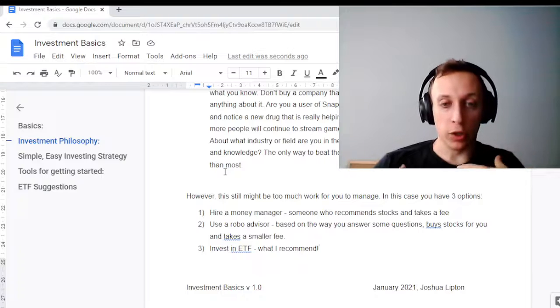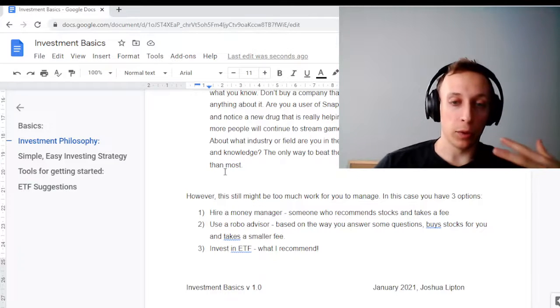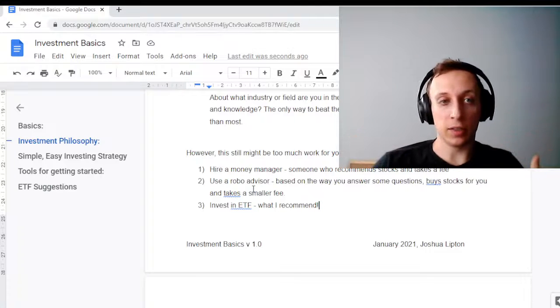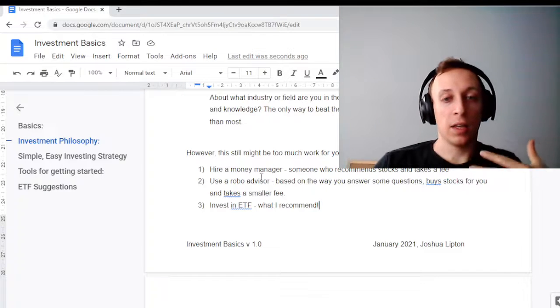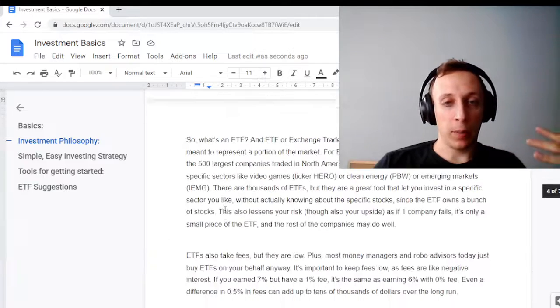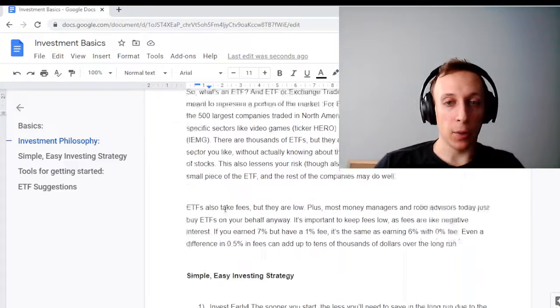It does take a little more work on your part to invest, but there's a fourth one, which is to invest in individual stocks. But I think this is really for beginners. Again, it's called investing basics. So if you're starting out, these are the three ways I would recommend. Here I talk about what an ETF is.